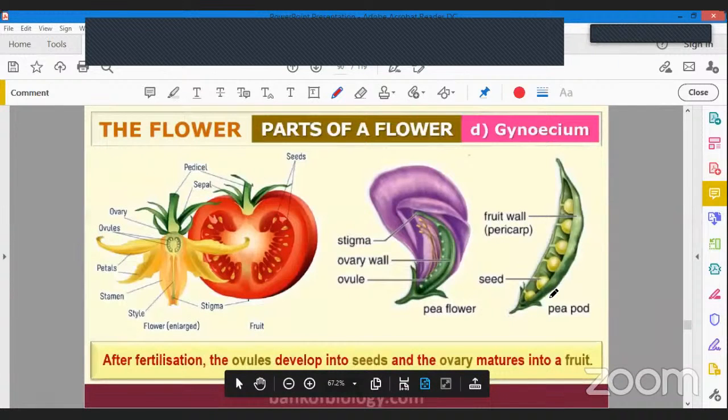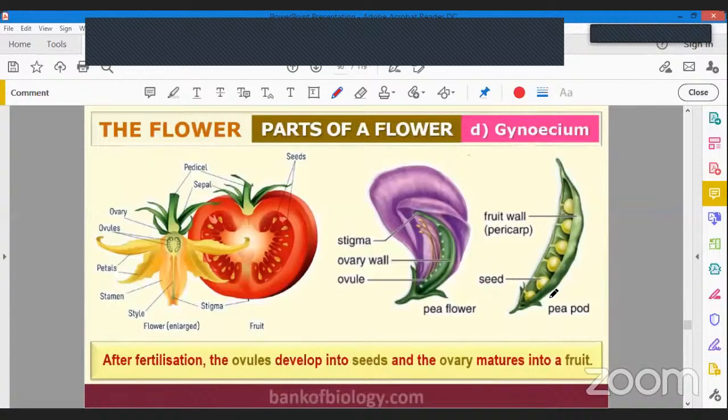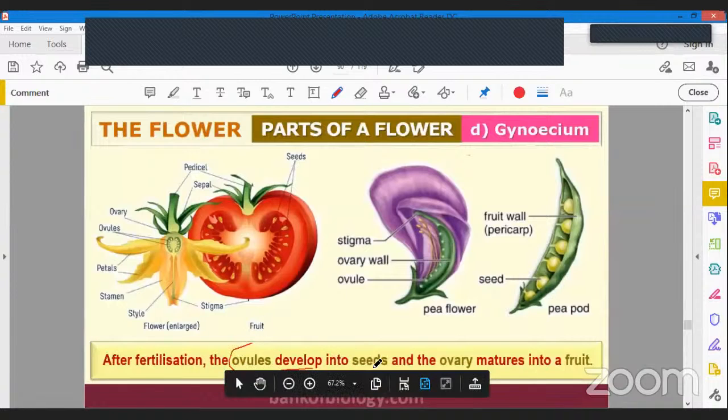So next one, we'll look at the gynoecium. Okay, look at the students. After fertilization, the ovule develops into seed. This is very important. Ovules develop into seeds, and the ovary will mature into a fruit. So take it down. After fertilization, that forms the fruit and the seed.